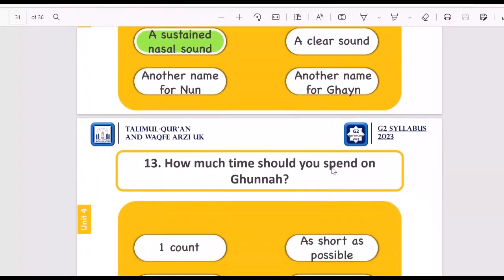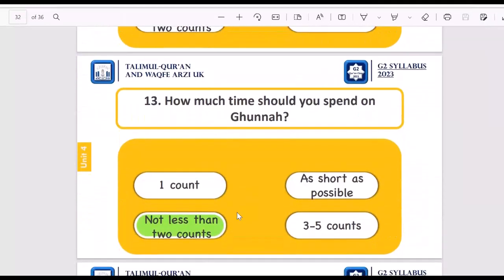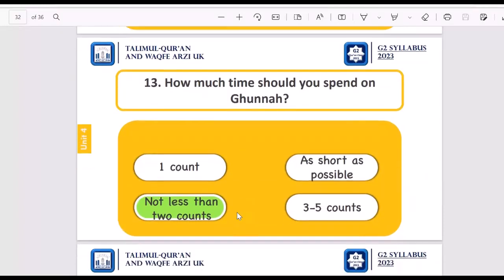Okay, how much time should you spend on gunna? Is it 1 count, as short as possible, 3 to 5 counts, or not less than 2 counts? Majority of the students have said not less than 2 counts. Well done, that's the correct answer. So whenever you see a gunna, you make a nasal sound, and you should at least make it for 2 counts, not less than 2 counts.